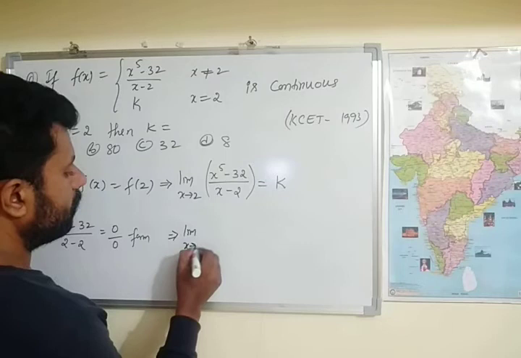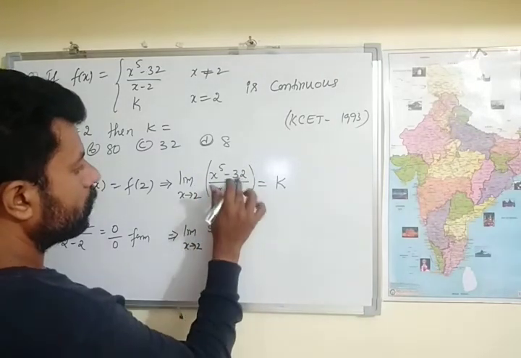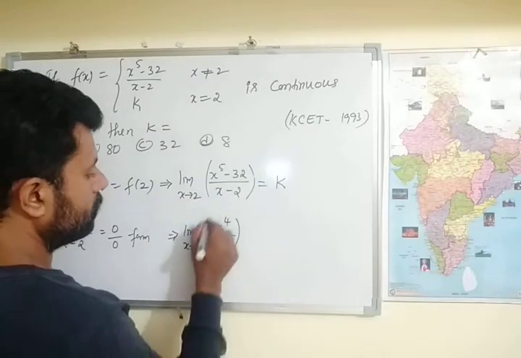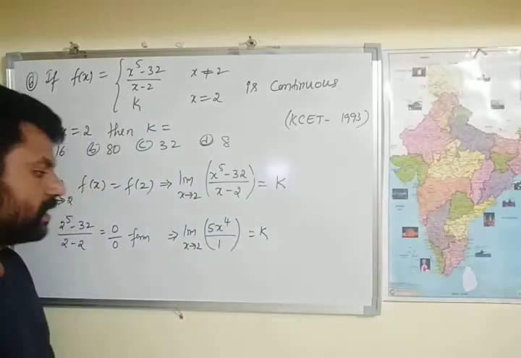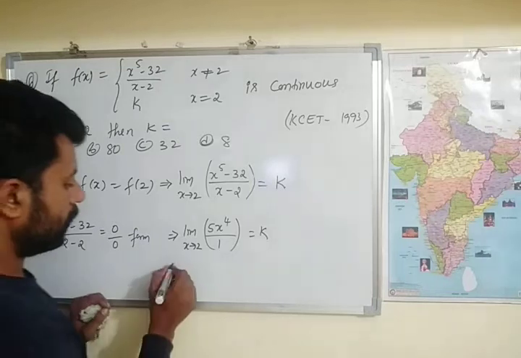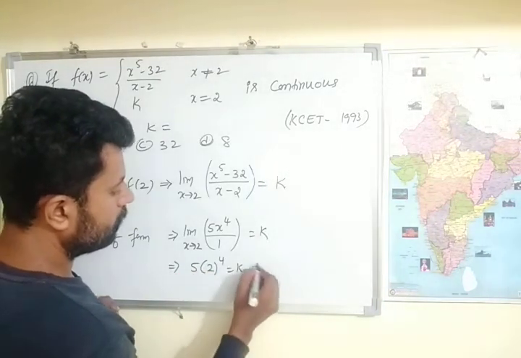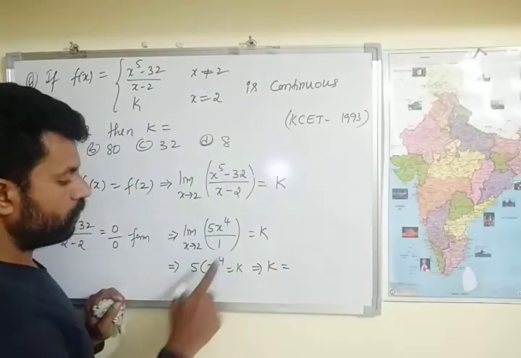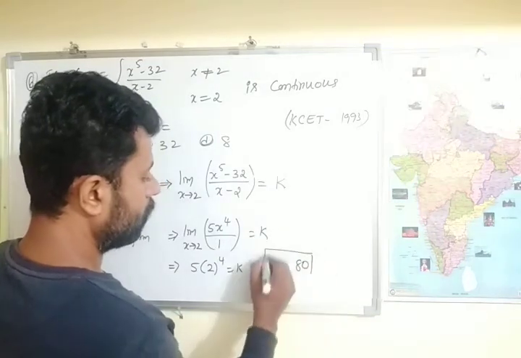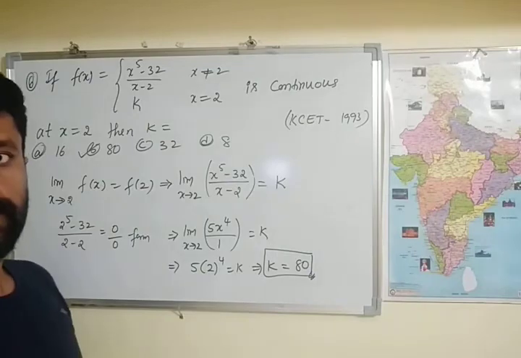This implies limit x tends to 2, derivative of numerator 5x to the power 4, derivative of constant term is 0, divided by derivative of x is 1, is equal to k. Next, x approaches 2 means substitute 2 in the place of x. We get 5 into 2 to the power 4 is equal to k. This implies k is equal to 2 to the power 4, value is 16. 16 into 5 is 80. K value is 80. Option B is the correct answer.